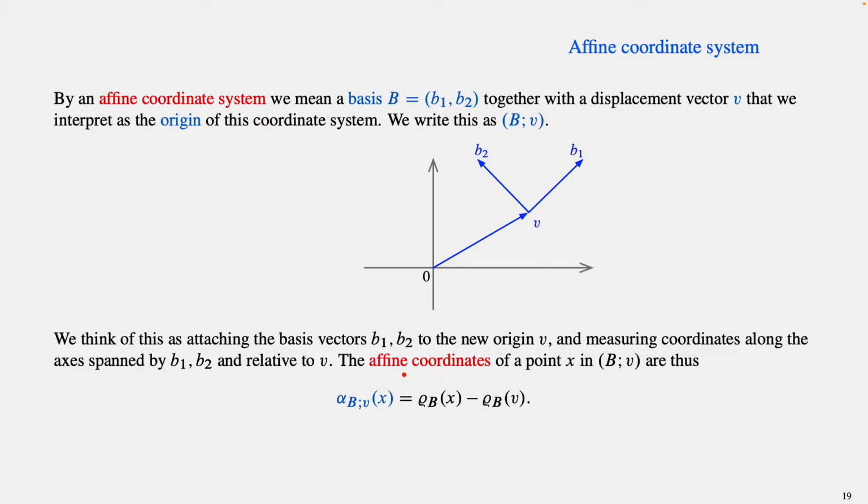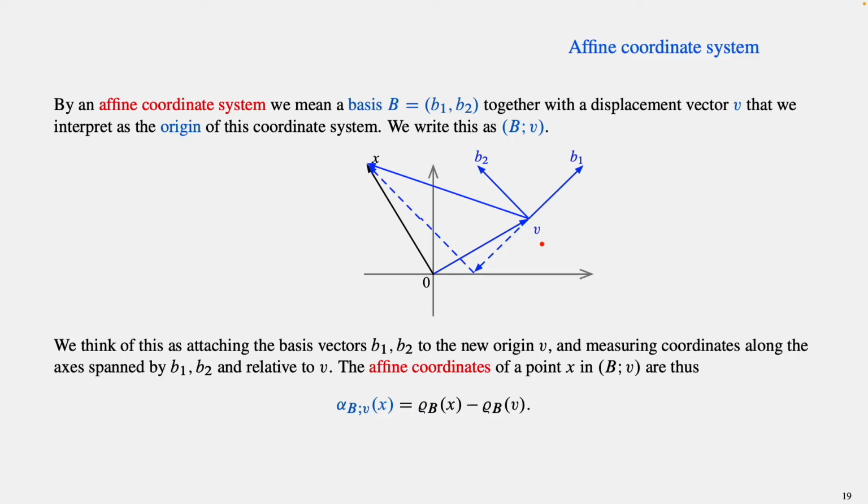And so we can define the affine coordinates of a point x in the plane in the coordinate system B;V as follows. I call this alpha index BV of x, and this is rho_B(x) minus rho_B(V). So that means first we express everything in the basis B, so we first do the linear change of coordinates, and then we translate by minus V. So especially important to notice is that in these coordinates, the point V becomes the new origin, because if we plug in V here, we get rho_B(V) minus rho_B(V), so we get 0. Okay, and this way we can pretend that V is the new origin of our coordinate system.